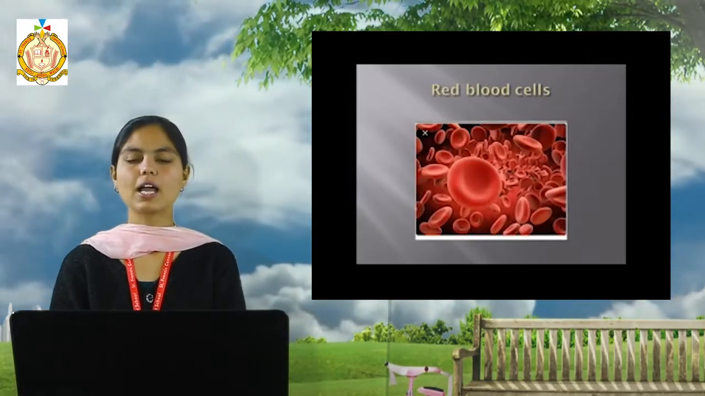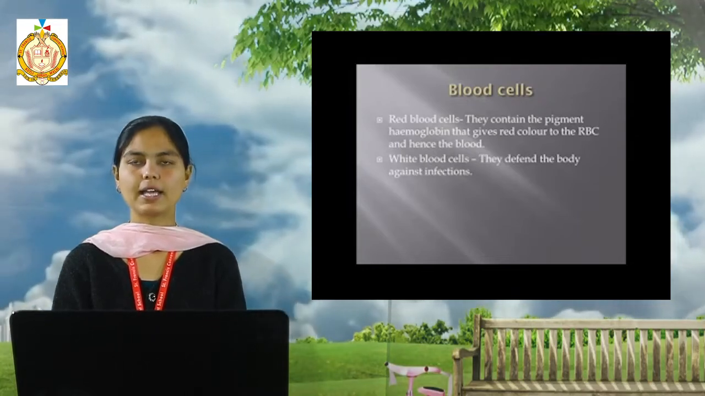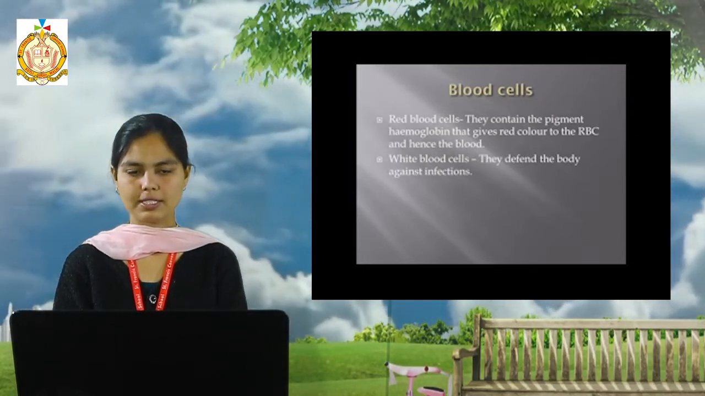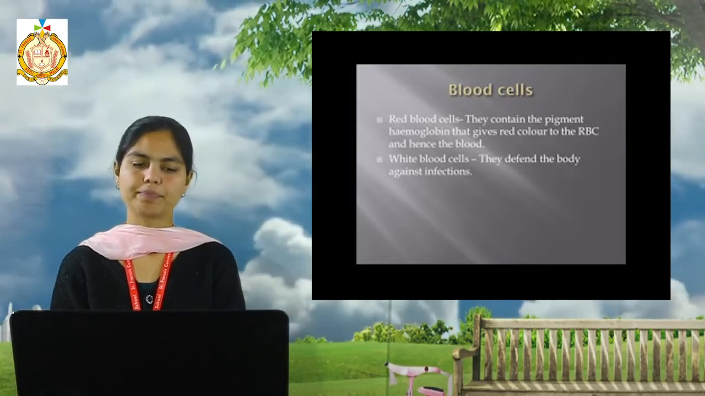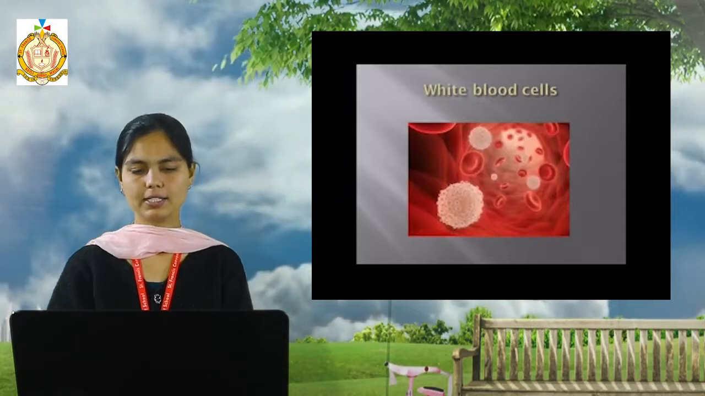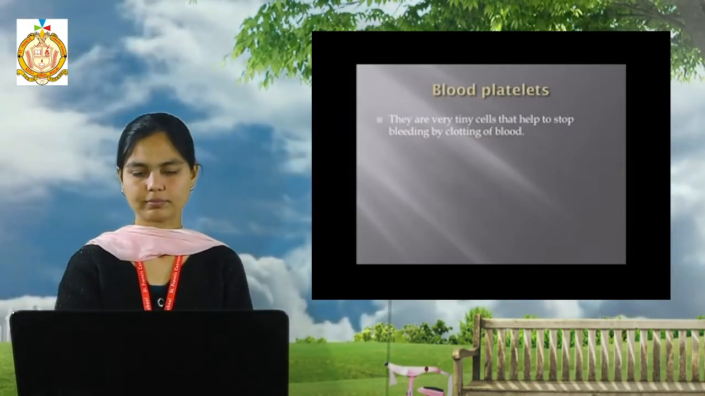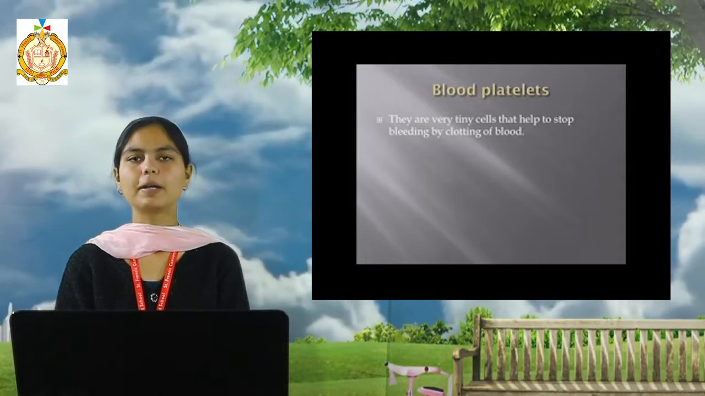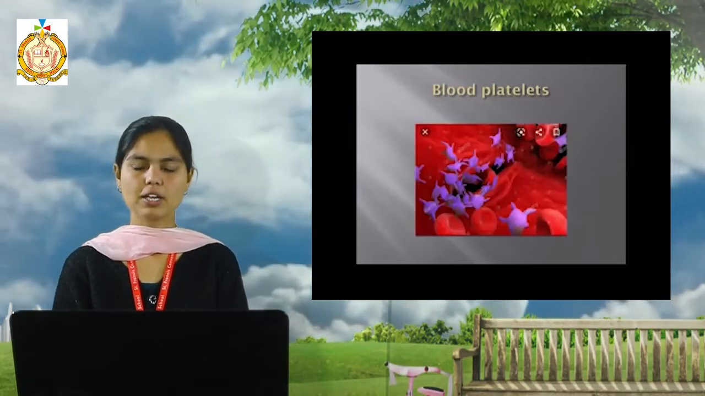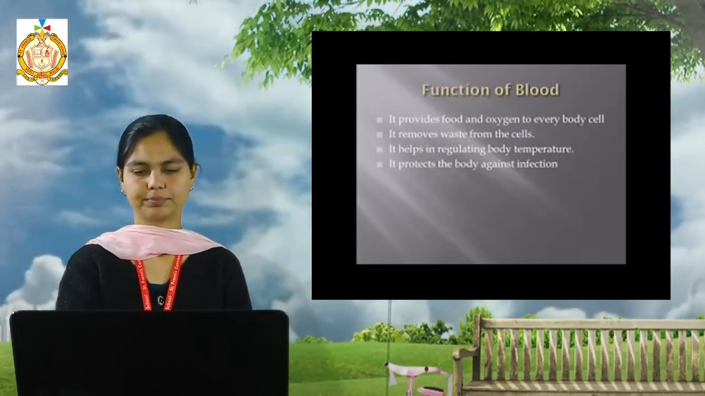These are the red blood cells. They contain the pigment hemoglobin that gives red color to the RBC and hence the blood. Second are the white blood cells. They defend the body against infections. Third are the blood platelets. They are very tiny cells that help to stop bleeding by clotting of the blood.